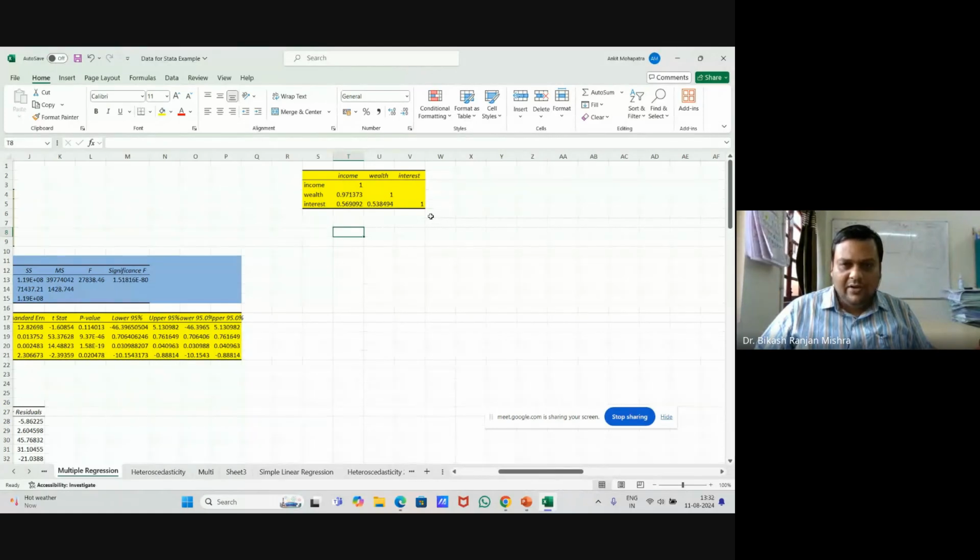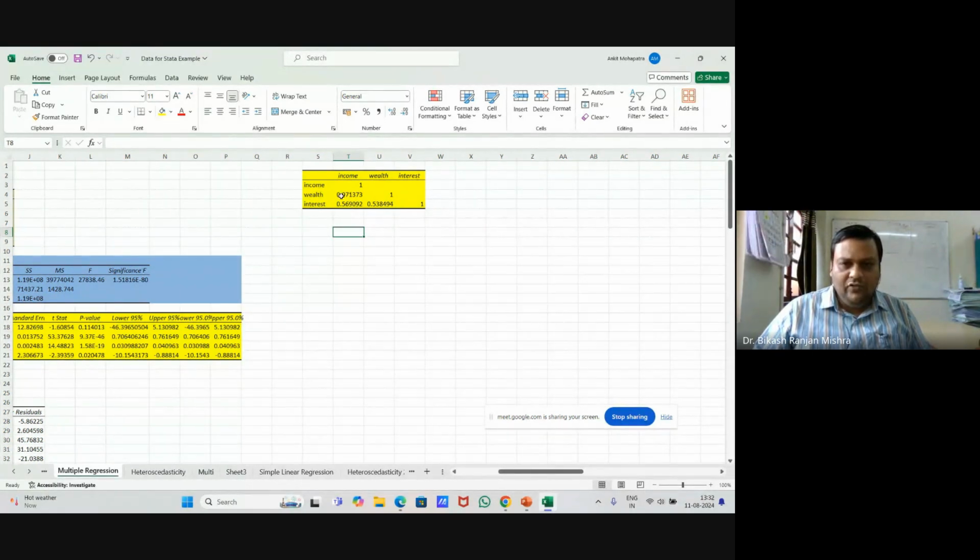Right now it is a lower triangular; the upper triangular is missed, because the correlation coefficient between income and income will always be 1. Similarly, wealth to wealth is 1, interest to interest is 1, because they are the same variable, it will always be 1.